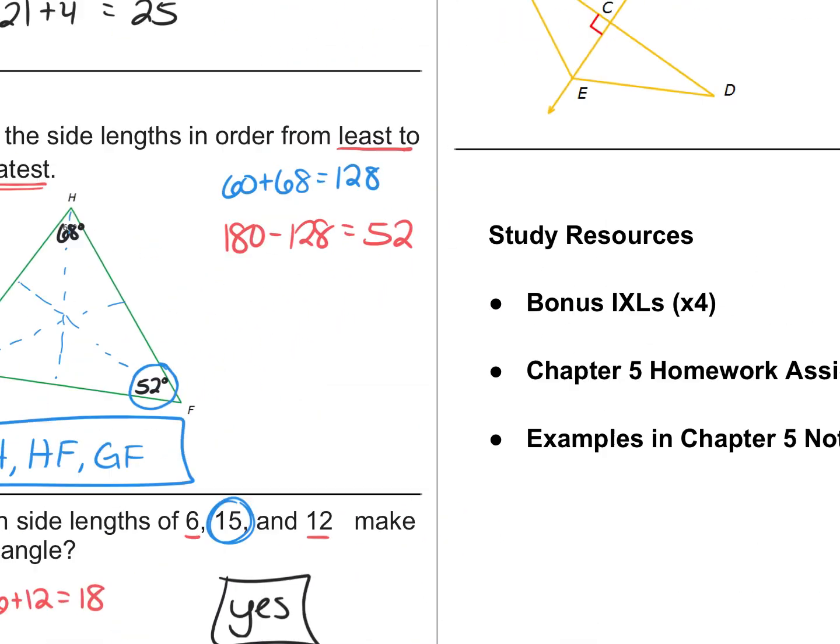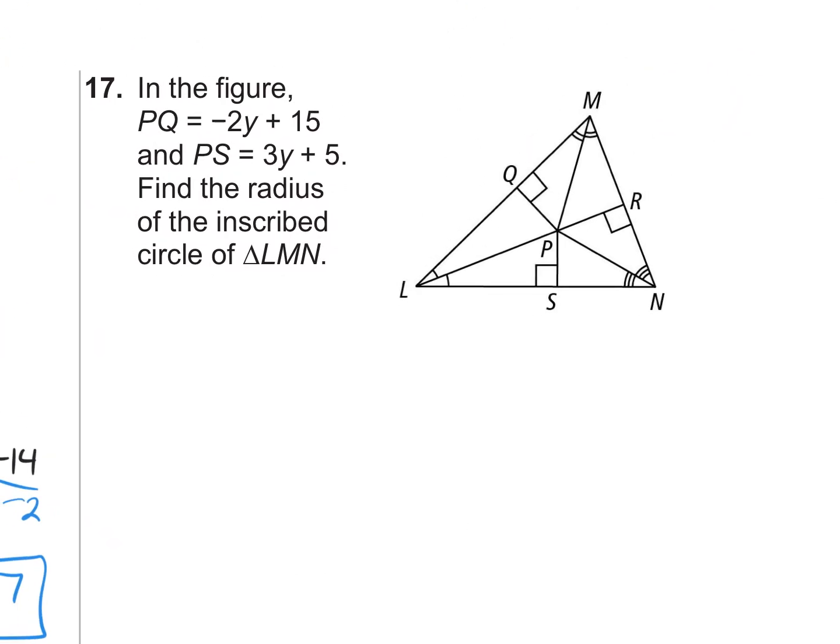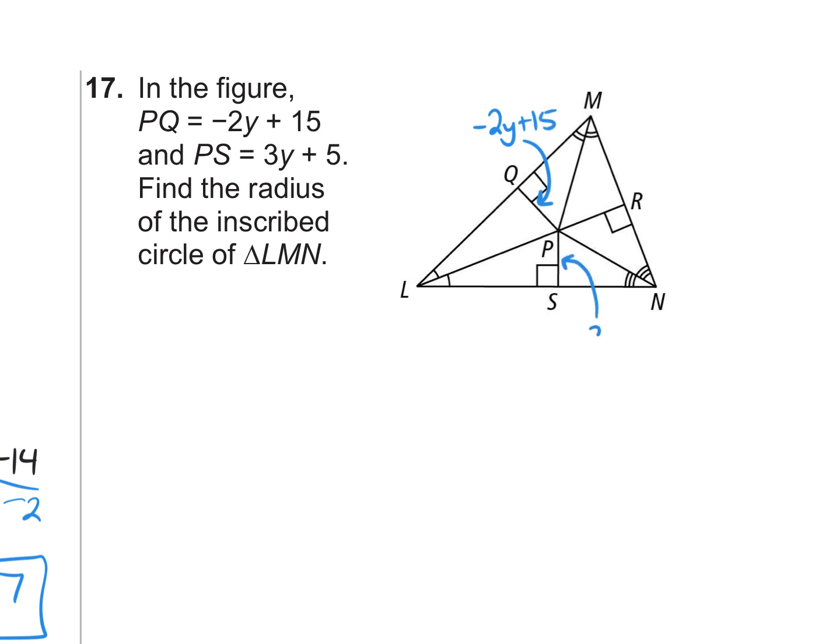Okay. Number 17. On this one, a lot of us were trying to do it without labeling things. We were just taking this information and trying to look at it without physically writing it in. I really do think it helps to go into the picture and write it. So we know PQ, this line here, is negative 2y plus 15, and PS is 3y plus 5. It wants us to find the radius of an inscribed circle. What's an inscribed circle? It's a circle on the inside, so it doesn't give it to us, so it's probably best that we draw it there.